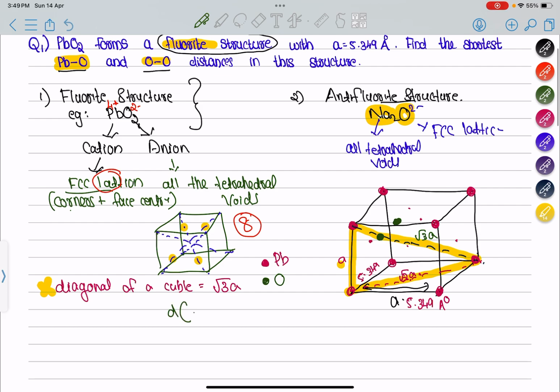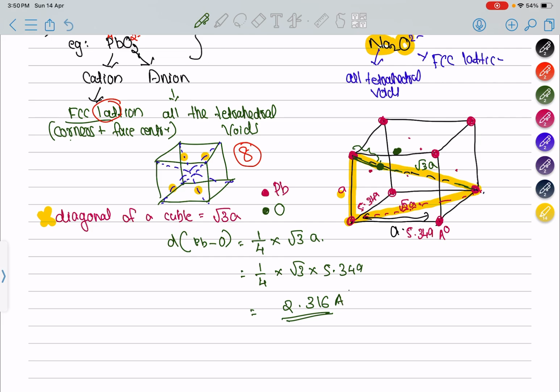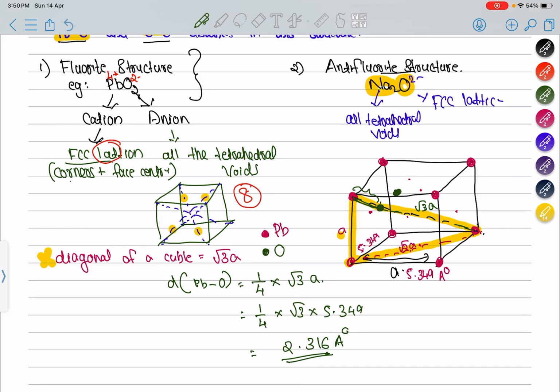Then we can directly substitute for the distance of Pb-O. This distance we need to find is 1/4 of the long body diagonal. So 1/4 times √3a, with a equal to 5.349, the answer is 2.316 angstrom. The only thing you need to know is the geometry of the fluorite structure, and here you are not dealing with the anti-fluorite structure.